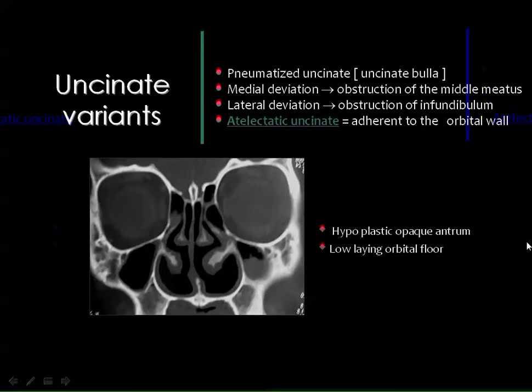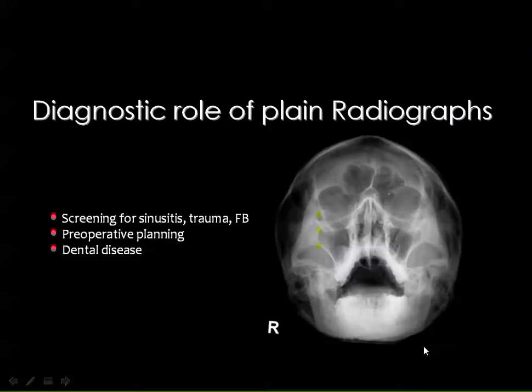Then we have an abnormality which is related to the uncinate process, known as atelectatic uncinate. And this atelectatic uncinate is adherent to the inferior orbital wall, leading to obstruction of the related maxillary sinus, and this will result in the sinus being relatively smaller and opaque, and also the orbital floor will be low-lying or bulging towards the uncinate process.